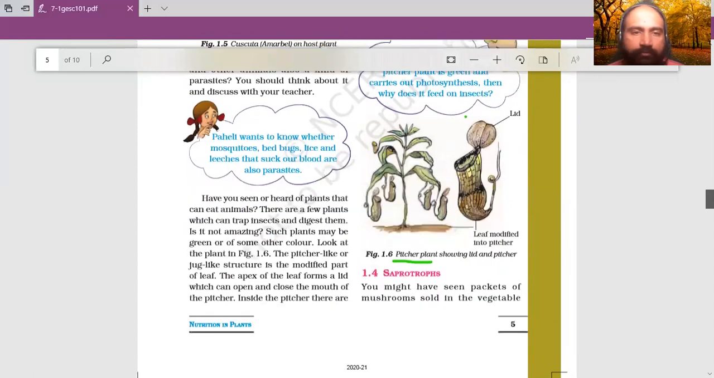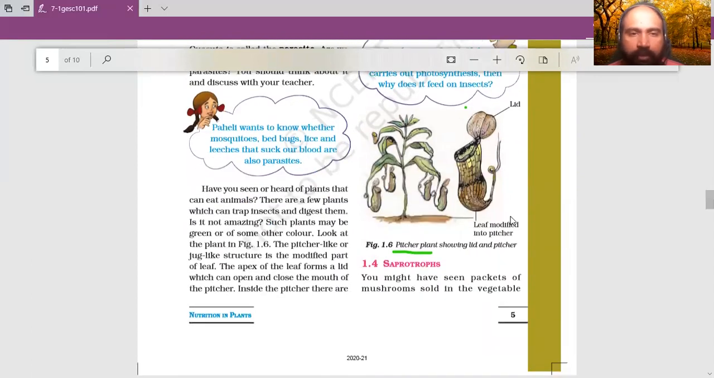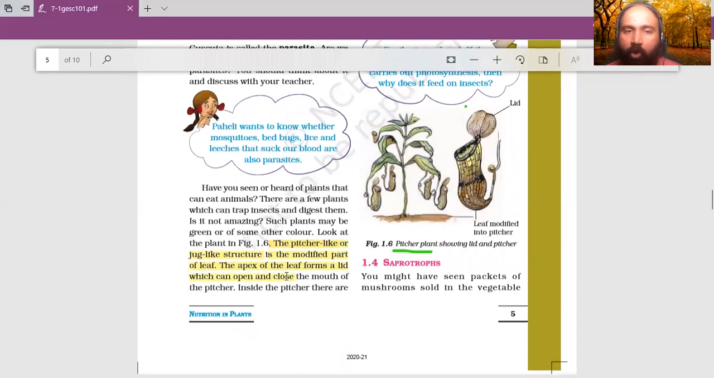Okay, now after that you write down this. Now write down whatever I'm highlighting. The pitcher or jug-like structure of the pitcher plant is a modified part of the leaf. The apex of the leaf forms a lid which can open and close the mouth of the pitcher.